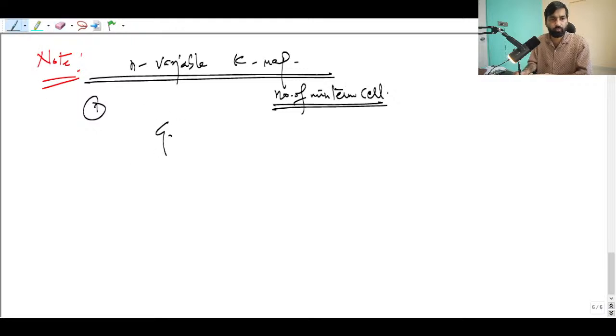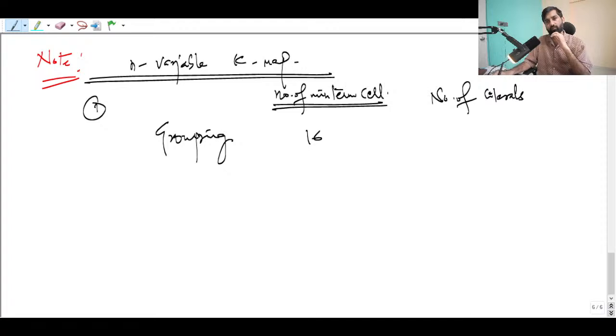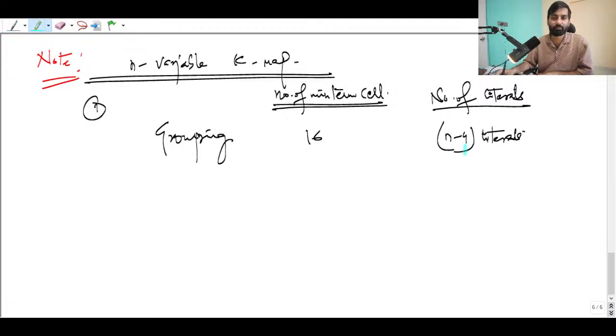So if you're going to group 16 min term cells or 16 ones, how many literals will you get at the end of the day in the term? The number of literals that you will be getting is n minus 4 literals. n is nothing but the n variable K map, so only one literal you will be getting in a 5 variable case.